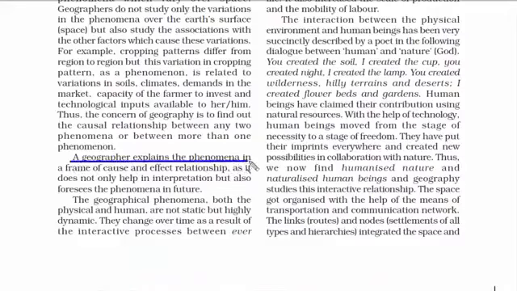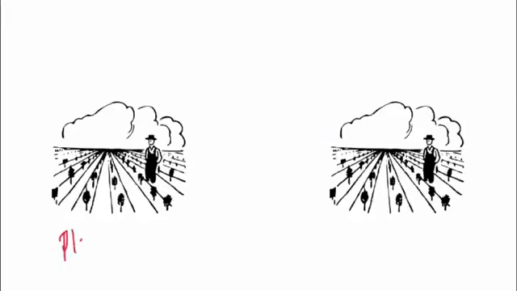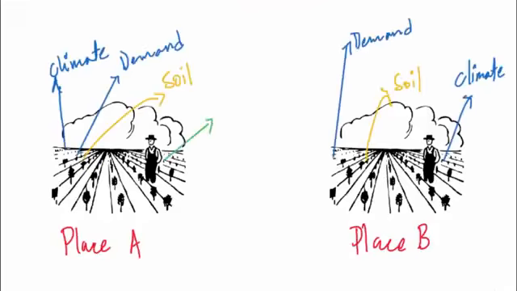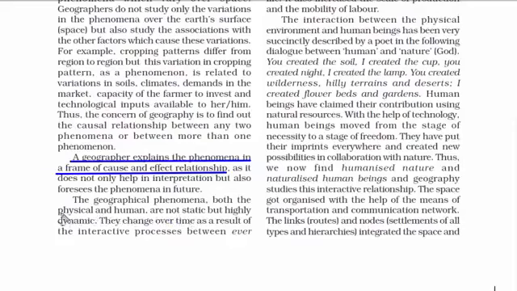Now one of the important works of a geographer is not just to study the variation in the physical features of the earth, but also to understand the association with other factors, like what causes these variations. For example, cropping patterns differ from region to region, but we also know it is closely related to factors like soil, climate, demands in the market, investment, and technological availability. So you see the correlation between two phenomena. And one more important point that you need to understand is that these geographical phenomena are not static, they are dynamic, meaning they change over time.